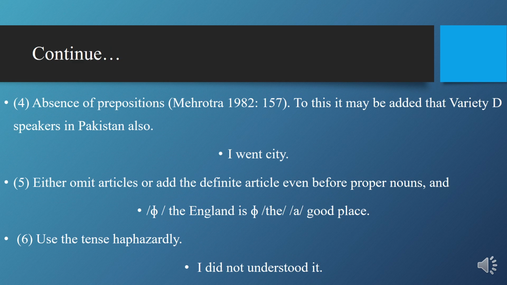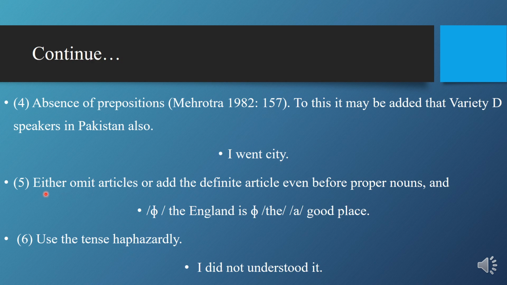The fourth characteristic of basilect is related to the absence of prepositions. For example, in Pakistani English there are a lot of mistakes in the use of prepositions, and Pakistani English speakers avoid or omit the preposition. For example, I went city. Here the preposition is missing.